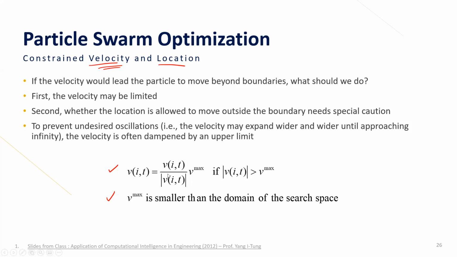Velocity damping is also sometimes important, because when you have a wide searching space, you want to move fast at the beginning to explore more area, but at the end of the iterations you want to move a little bit slower in more limited spaces.